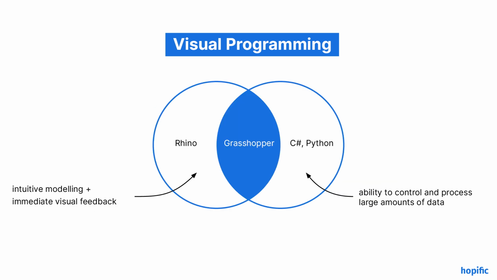Grasshopper lives at the intersection between Rhino modeling and programming. It builds on Rhino's core command library and allows us to use programming techniques to control and process large amounts of data at once. Let's take a closer look at which features Grasshopper inherits from both.